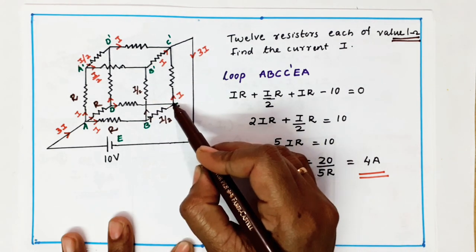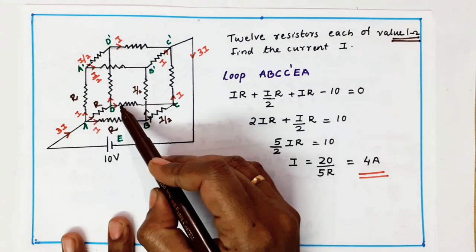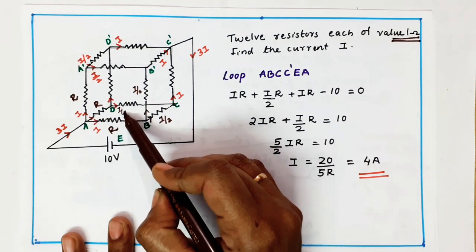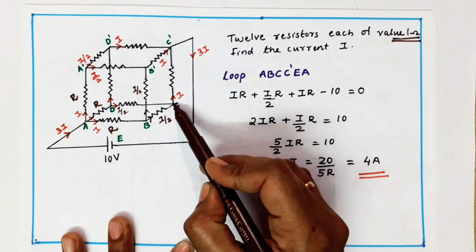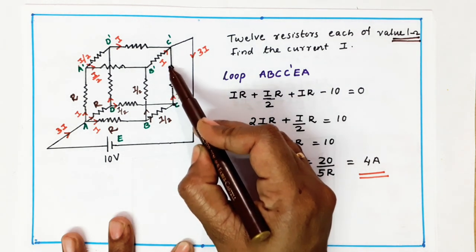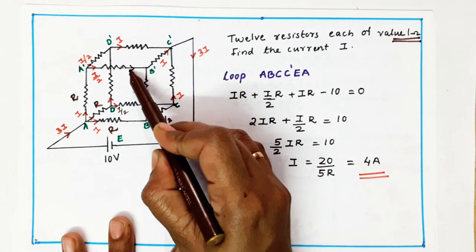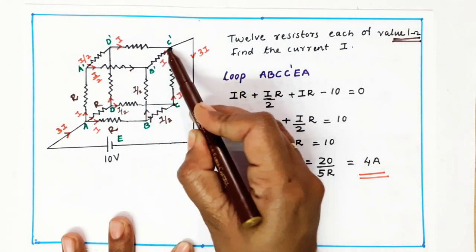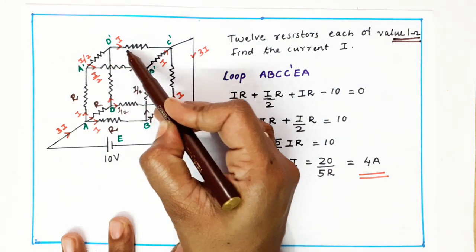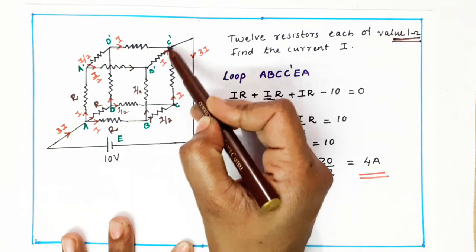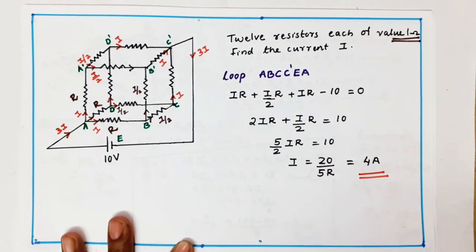When this I by 2 reaches here, from here also one current is coming. This I goes here, splits into I by 2, I by 2. This I by 2 and this I by 2 together reach the junction C and altogether go as I. This I reaches here. In a similar way, this I by 2 and this I by 2 together come as I. Here also, this I by 2 and from the bottom one I by 2 coming, and this should be I. So total I together comes as 3I. You understood how I made the current?